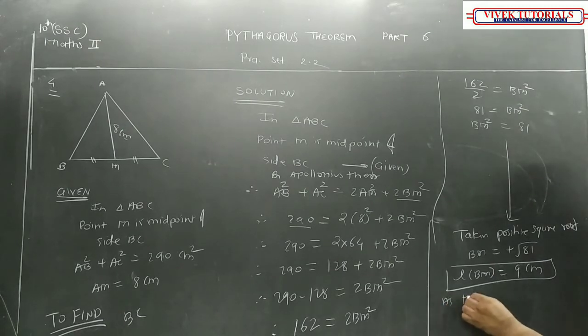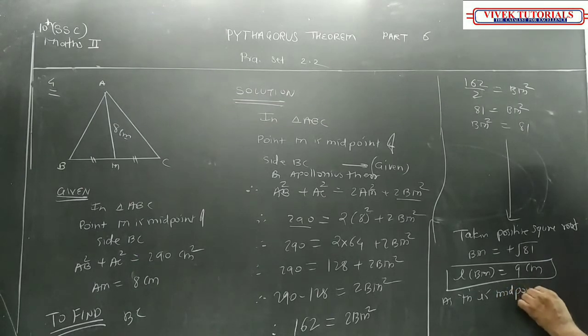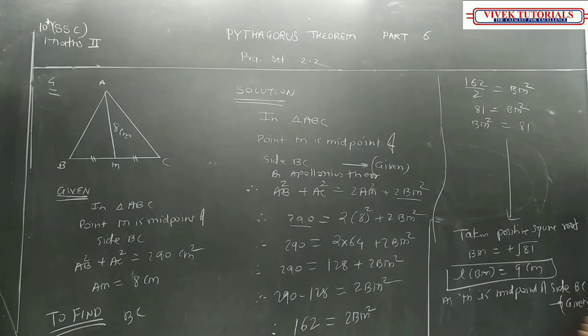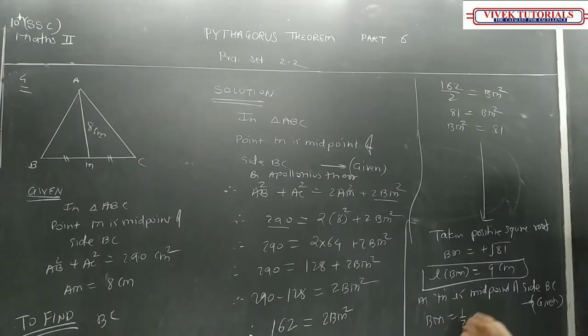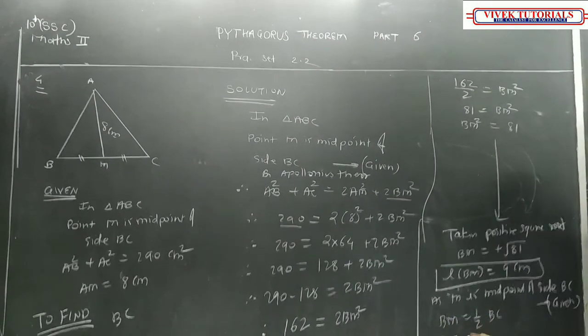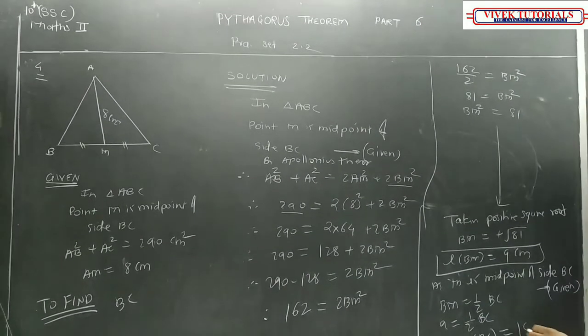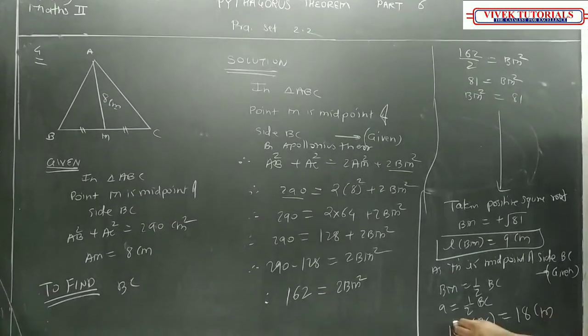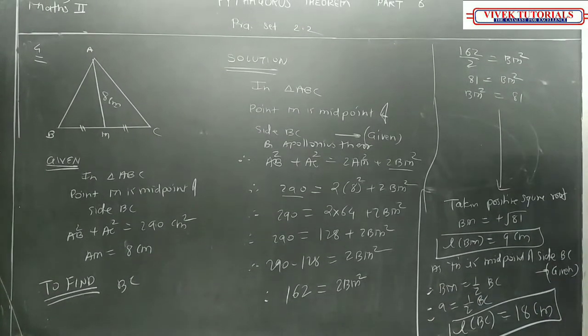As M is midpoint of side BC, this one is again given. So BM is half of BC. So 9 is equal to half of BC, or length BC is equal to 18 centimeter. Length BC is equal to 18 centimeter.